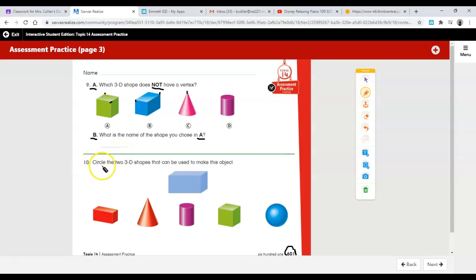Number 10 says circle 2 3D shapes that can be used to make this object. So this object below, this is a rectangular prism. So it says circle the 2 3D shapes. Which 2 3D shapes could you use to make this object?